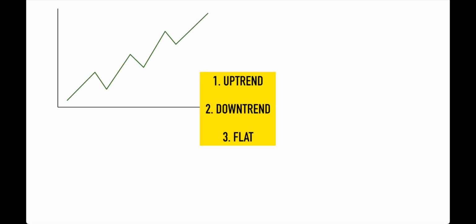So in the chart, you can have three trends. You can have an uptrend, you can have a downtrend, or you can have a flat trend. Going through the example of an uptrend, how do you know it's an uptrend? From here you can see that it's going up, so that's the first clue.